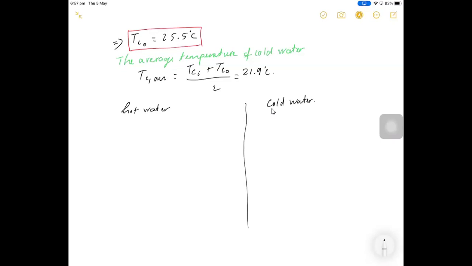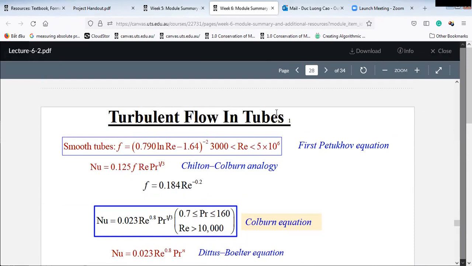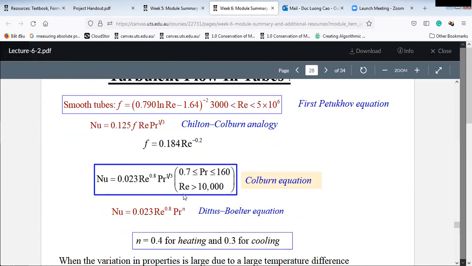Now we have to find h1. And how to find h? To find h, we have to know the Nusselt number. And how to find the Nusselt number? I will use this one, which is in week 6. For turbulent flow, for example, I assume our fluid flow is turbulent, and we can double check later. To know the Nusselt number, you have to know Reynolds and Prandtl number. Prandtl number you can find from the temperature. So firstly, we find the Reynolds number, after that the Nusselt number, after that the convection heat transfer coefficient.